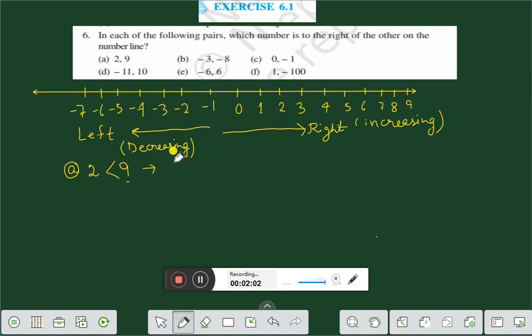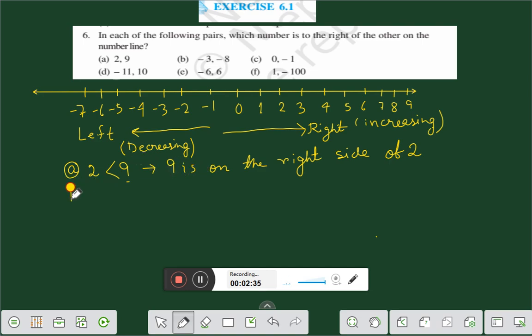Therefore, you can say that 9 is on the right side of 2. The number which is greater will be on the right side, and the number which is on the left will be less, right? Therefore 9 is greater. Therefore we can say that 9 is on the right side of 2.